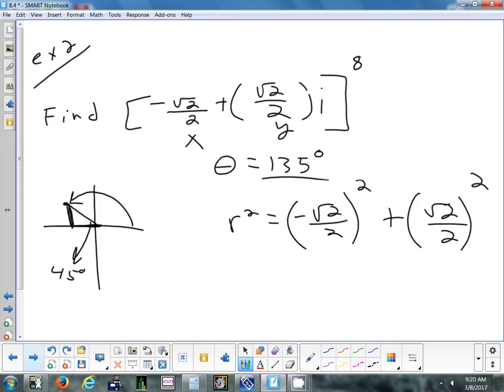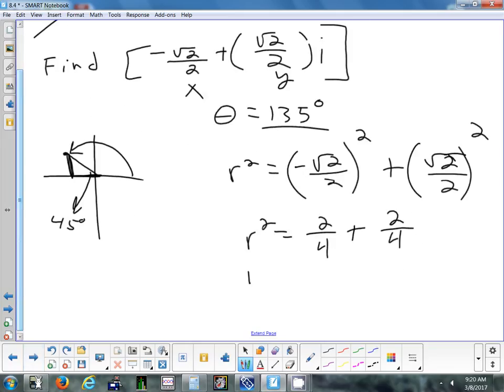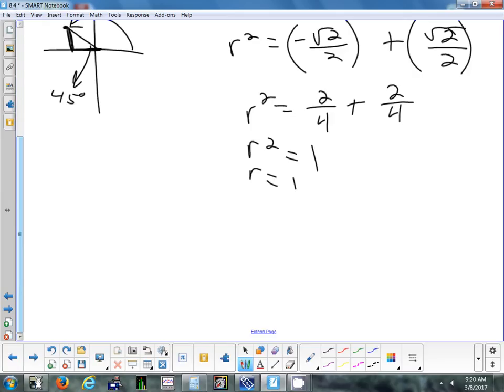Really when you square both of these, they're going to come out the same because that negative is going to disappear. So what do you get when you square the square root of 2? 2. And then when you square 2, 4. And then when you square the positive root of 2, it's still 2. Square 2 again, we get 4. So what's my radius squared? 1. So what's my radius? 1. Whenever the radius is 1, you really don't need to write it, because it's like putting a 1 on the outside to distribute of what you're going to put inside parentheses. So if the radius is 1, you don't have to write it.